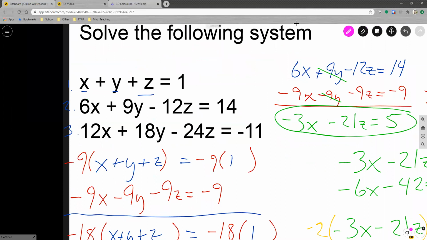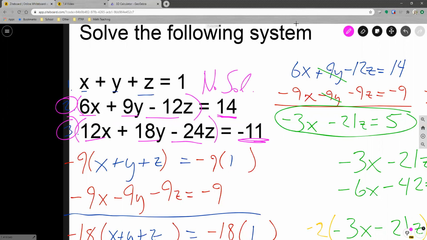And I wanted to point out something here. I took a route that was actually a little bit slower. If I tried to combine equation 2 and equation 3, notice 6 is half of 12, 9 is half of 18, negative 12 is half of negative 24. So this entire left side of the equation for number 2 is half the size of the left side of the equation for number 3. So logically speaking, what's over here should be half the size of this. Well, you can see right away that positive 14 is definitely not half the size of negative 11. That doesn't work at all. So if you can notice something like that, you can immediately go, oh, there's no solution.